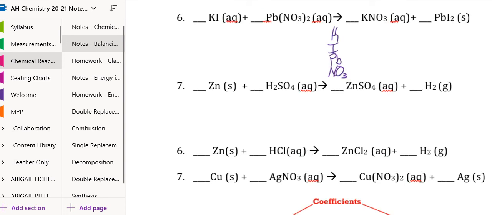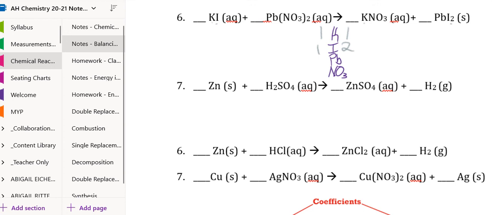What type of reaction is 6? Double replacement. We have a compound, potassium iodide, and another compound, lead 2 nitrate, and they both switch partners, so it's double replacement. So in this compound, we have potassium. How many potassiums in my reactants? Right now, there's 1. And in my products? 1. I also have iodine. How many iodines in my reactants? 1. And in my products? 2. Do you see why 2?